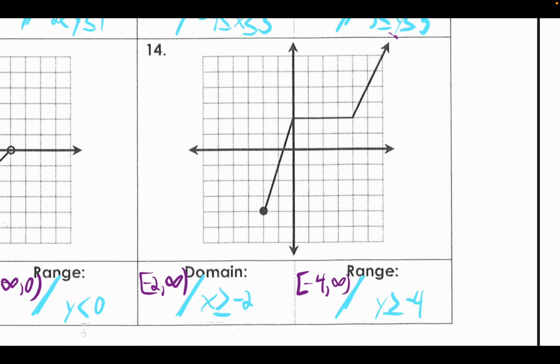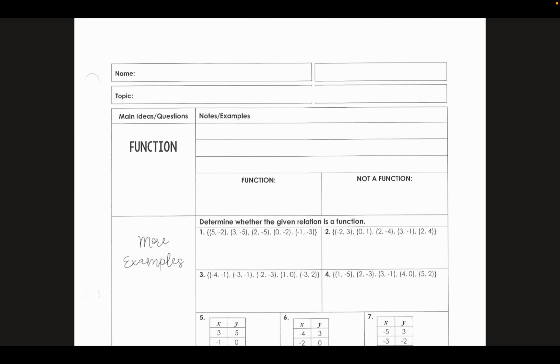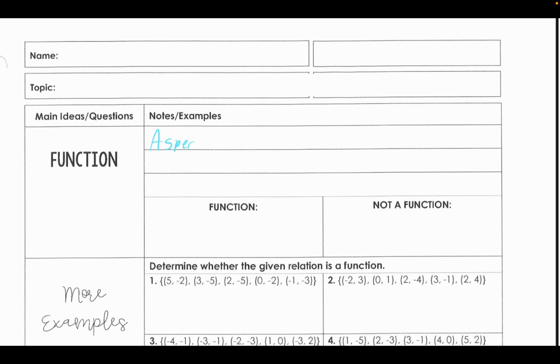Moving on, now we're going to talk about what functions are. So a function is a special relationship between values where each input, or x, has exactly one output, or y.